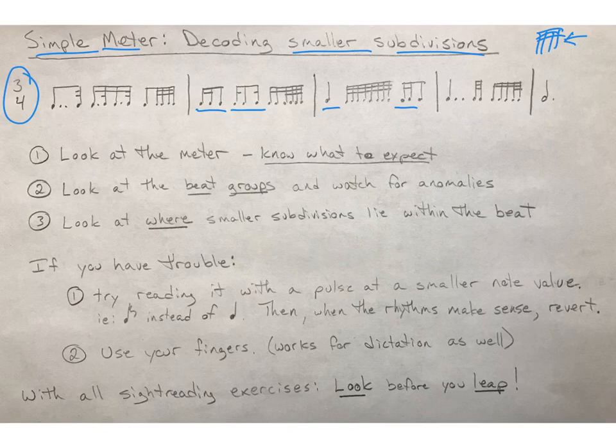So the other trick then is going to be to look ahead at where smaller subdivisions lie within the beat. So for example, in this very first rhythm, that might seem hard to decode because there's not a lot of other stuff going on except for that one 30-second note at the end. But where does that lie within the beat group? It's the very last 30-second subdivision in that beat group, which means it's going to happen exactly one 30-second note before the next beat starts.